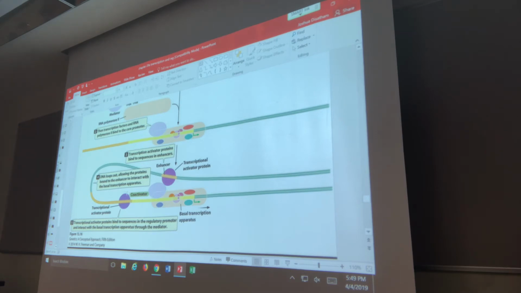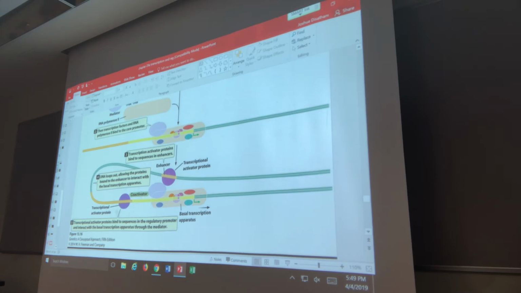So notice how far away this transcription factor is. It is still able to interact with this huge thing here via an intermediate co-activator. Okay? The co-activator itself doesn't bind to any sequences. Notice that it's not touching the DNA.